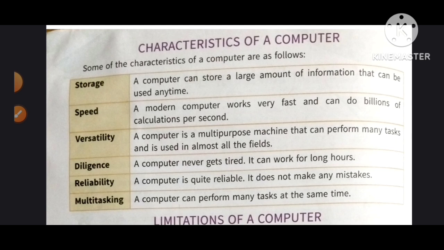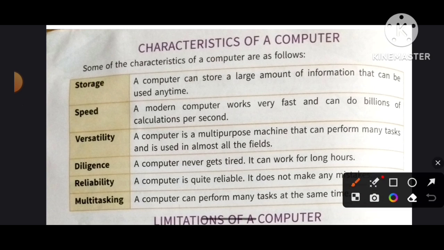Next is versatility. What is versatility? A computer is a multi-purpose machine that can perform many tasks and is used in almost all fields. Multi-purpose means we can do more than one work at one time. We can play music and then do our work. We can do our Microsoft Word, we can type our letters with the music. So we can say that it is a multi-purpose machine, without any mistake.